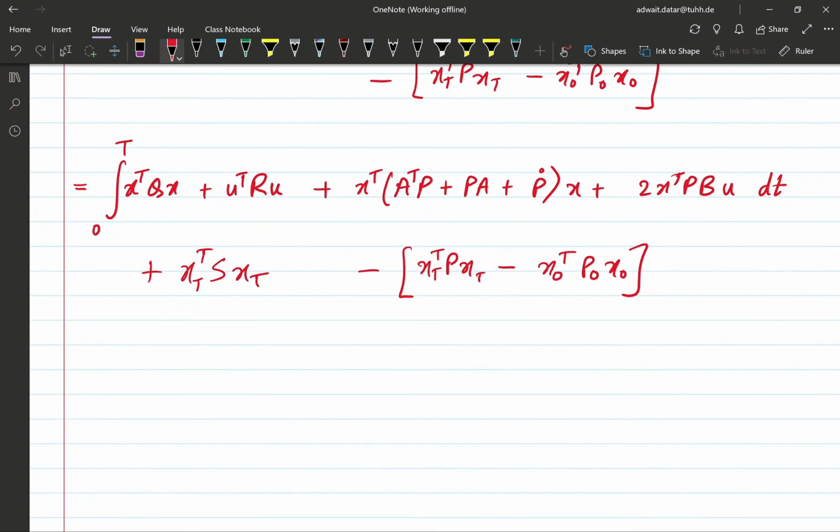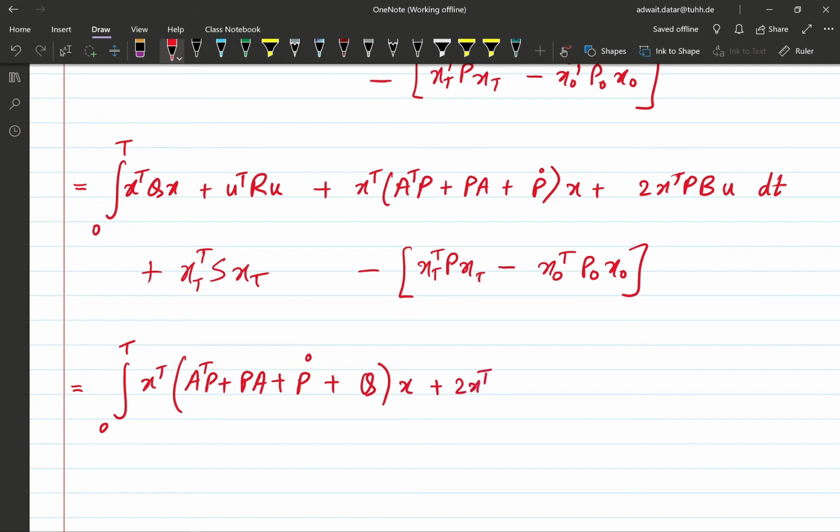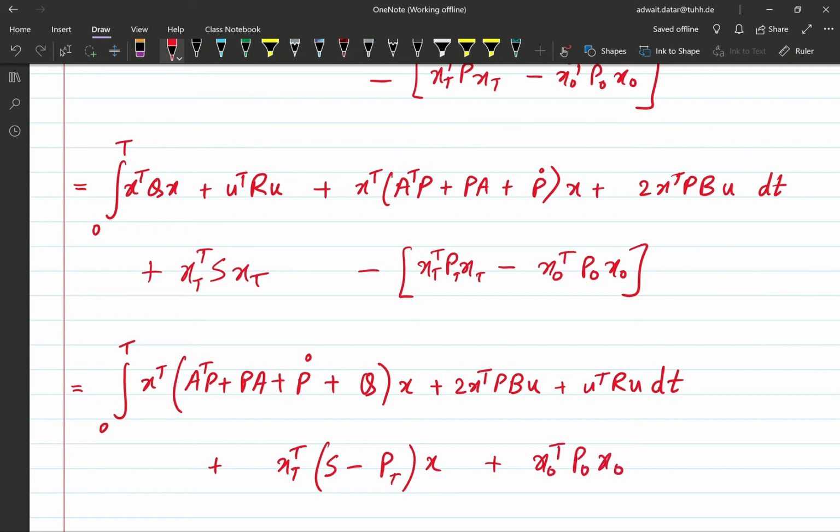Now just combining again the terms together, we get x_T transposed (S minus P_T) x_T, I forgot a T here, plus x0 transposed P0 x0.